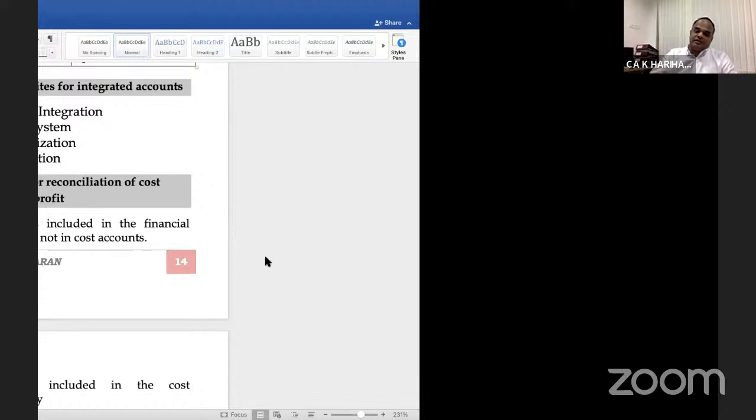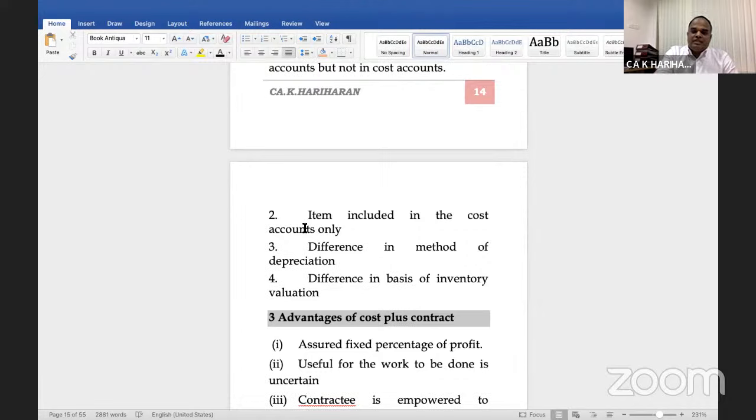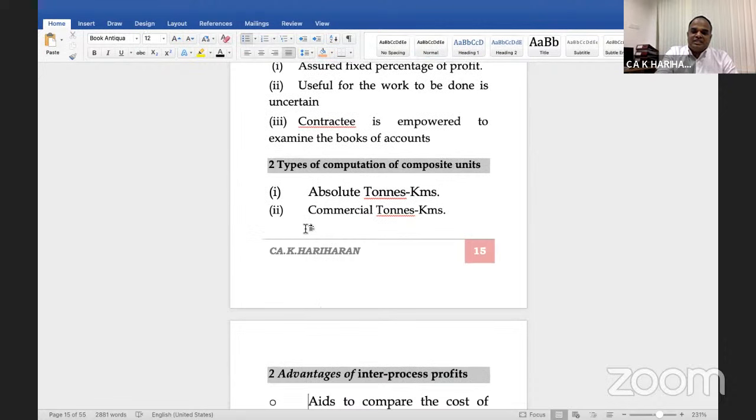This is all the reason for doing reconciliation. Items included in the financial accounting but not in cost accounting. Items included in the cost accounting only but not in financial accounting. Difference in method of depreciation, difference in base of inventory valuation. Next.